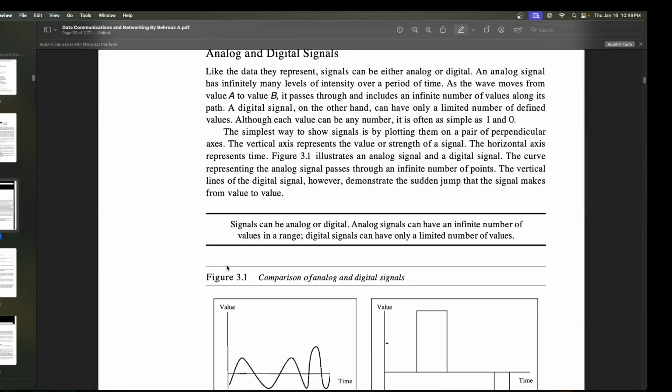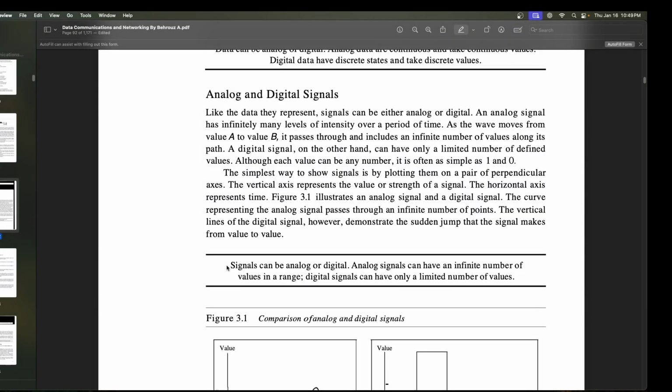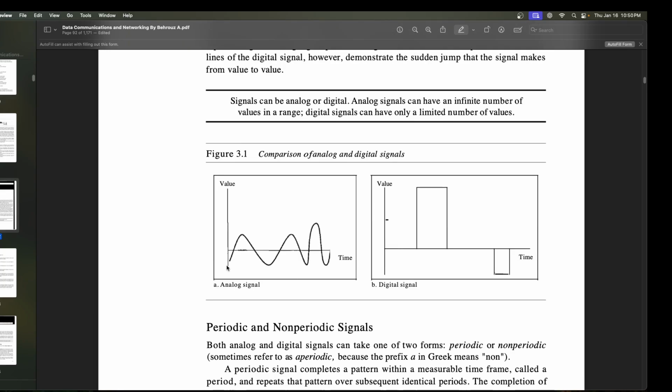Now, analog and digital signals: like data, signals can be either analog or digital. An analog signal has many levels of intensity. As the wave moves from point A to point B, it includes an infinite number of values along its path. A digital signal can have a limited number of defined values. Although each value can be a number, it is often as simple as 1 and 0. The simplest way to show signals is by plotting a graph. So this is a digital signal, this is the analog signal. These are not discrete values. This is a discrete value.